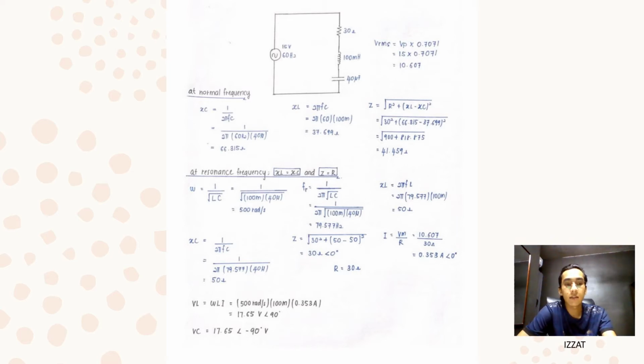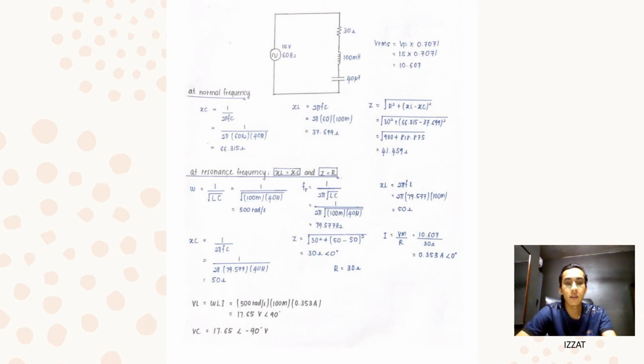This current slide is an explanation for the calculation of AC RLC series resonance. You can see I drew a circuit which consists of R, L and C. The value of R is 30 ohm, L is 100 millihenry and C is 40 microfarad. This circuit has two conditions: normal frequency and resonant frequency. For normal frequency, you have to find three values: XC, XL and Z.